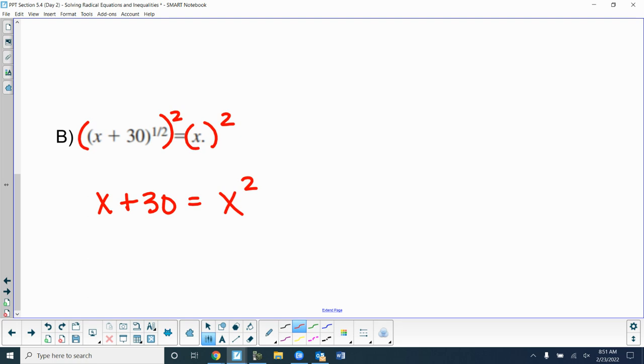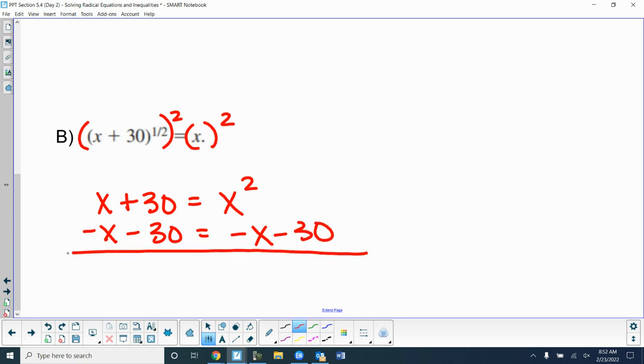No. Yeah, subtract the x and the 30 over. Keep the x squared positive. All right, set it equal to 0. So it became a quadratic equation.